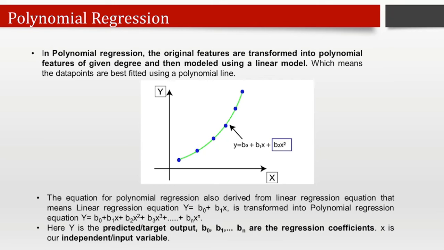In polynomial regression, the original features are transformed into polynomial features of a given degree and then modeled using a linear model, which means that the data points are best fitted in the polynomial line. And the equation for the polynomial regression is derived from the linear equation. That means the linear equation y = b0 + b1x is transformed into a polynomial equation. You can see the model is still linear as the coefficients are still linear with coordinates.